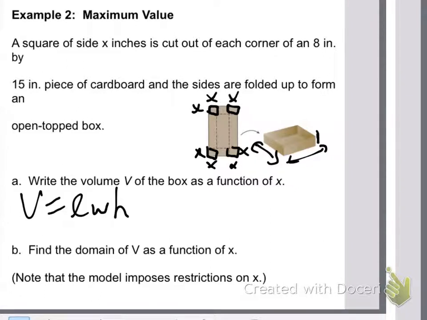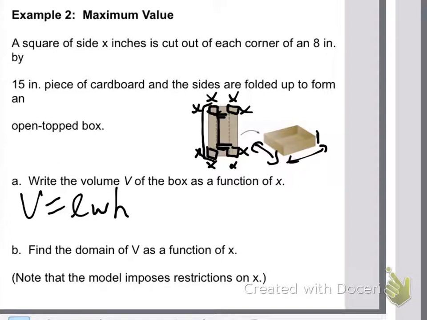Let me fill those in. Okay. Now it's 8 by 15. All right? So if the whole thing here is 15, this right here is how long the actual box is. The cardboard is 15 inches long.